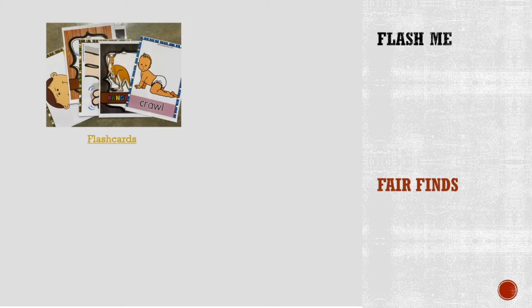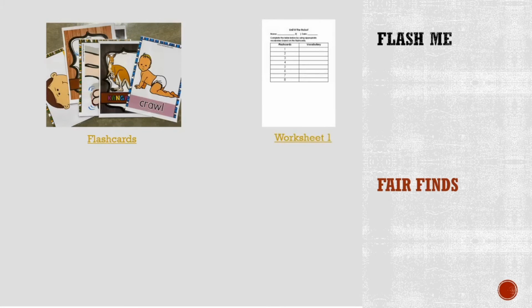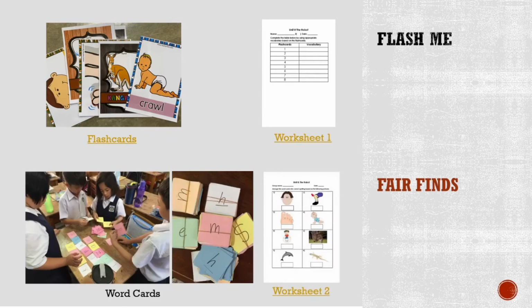So the first step is Flash Me. Okay, you can see the flashcard. In Flash Me, I incorporate picture flashcards in my teaching and learning. I use this activity after presenting the vocabulary to the pupils. I will flash the cards quickly, and the pupils need to write down the vocabulary they saw on the worksheet. And step 2 is Fair Finds.